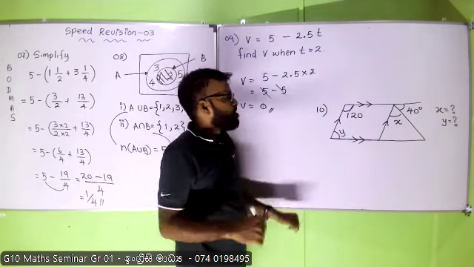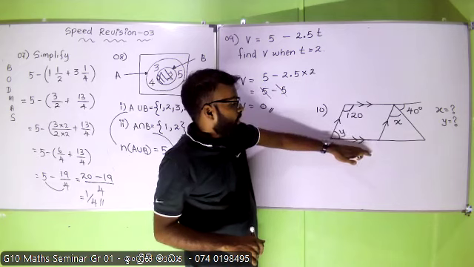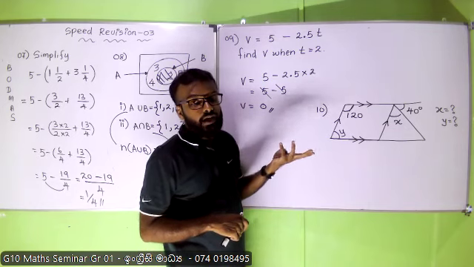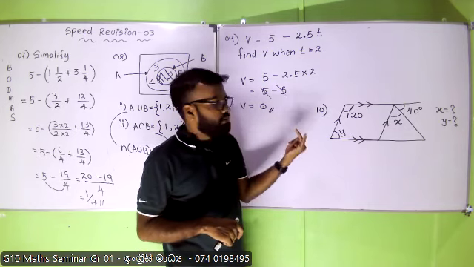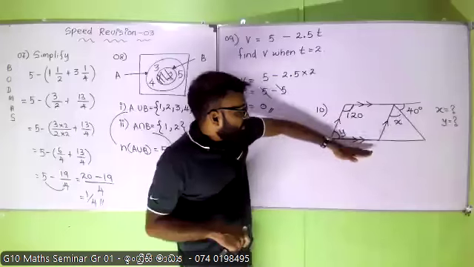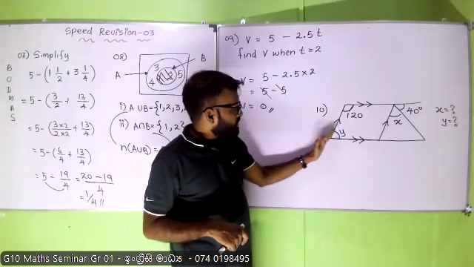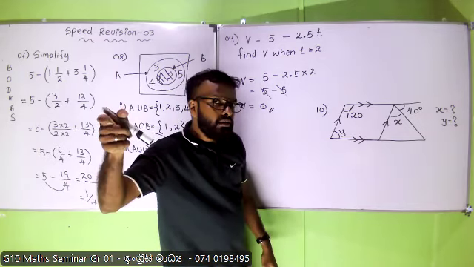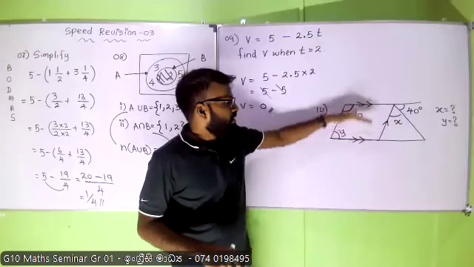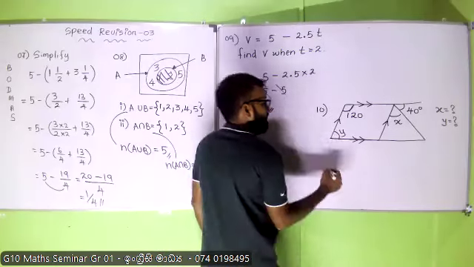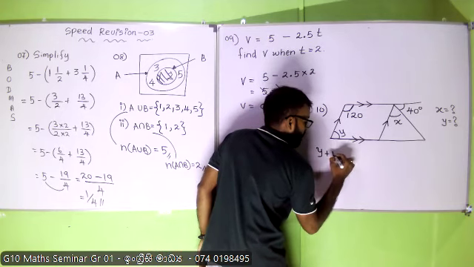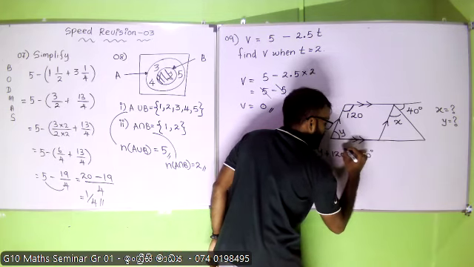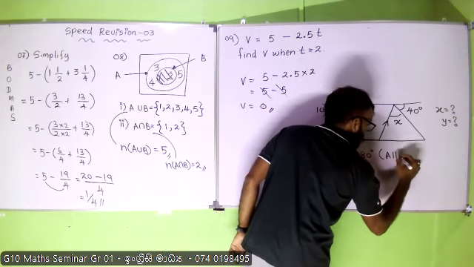This one: parallel lines, transversal. Alternate angles, corresponding angles, and aligned angles. This one and this one are parallel lines with a transversal. 120 plus y equals 180. Why is that? Aligned angles between parallel lines. So you can write y plus 120 equals 180 degrees. The reason is aligned angles.